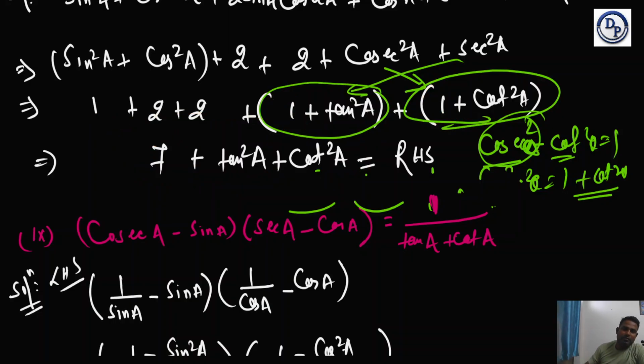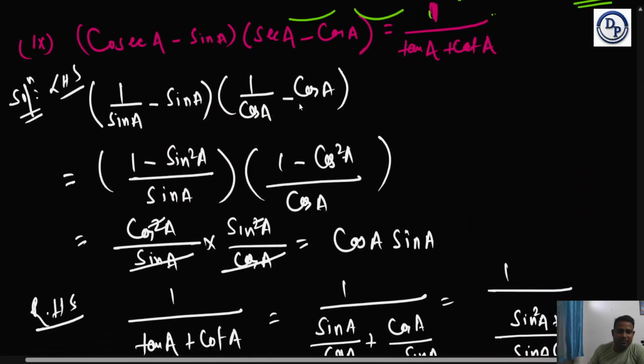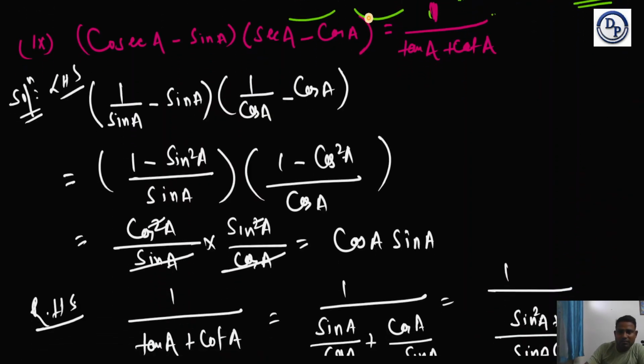Now the next problem is question number 9. What is in question number 9 is this: (cosec A minus sin A) multiplied by (sec A minus cos A) gives us 1 by (tan A plus cot A). This is also quite simple. So now whatever identities, you can recognize what we can do with them.